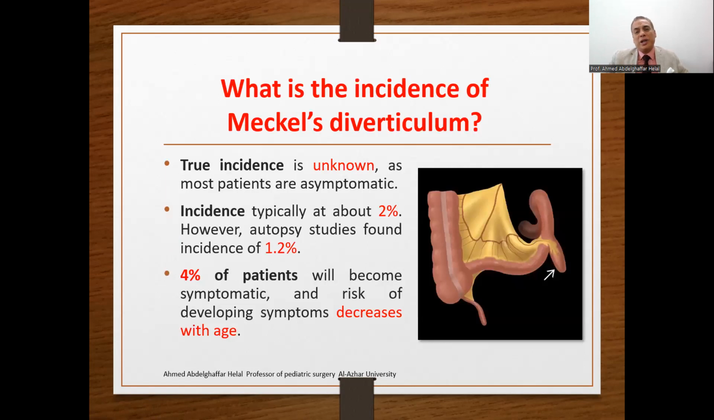The question now, what is the incidence of the Meckel diverticulum? Is it common? To take this important, this is very rare. The true incidence is unknown, as most children are asymptomatic. So true incidence is unknown. However, incidence typically is at about 2%. However, some reviews of autopsy studies found an incidence of 1.2%. 4% of the patients will become symptomatic, with the risk of developing symptoms decreasing with age.